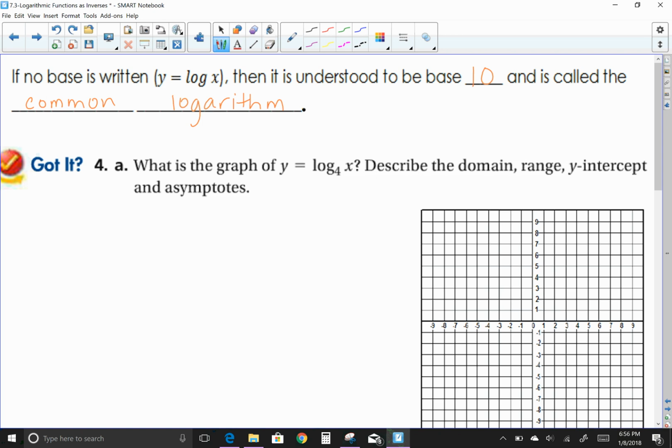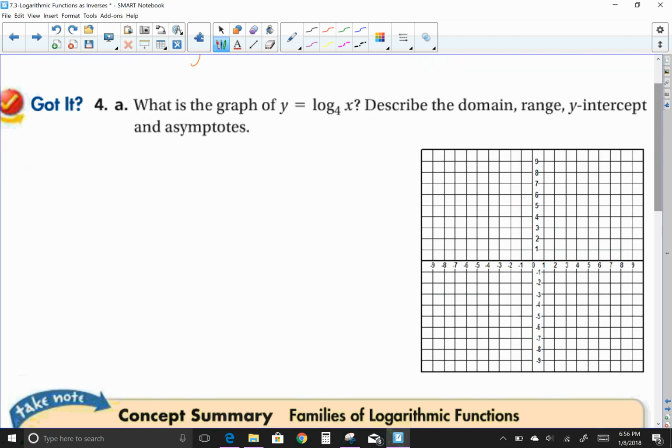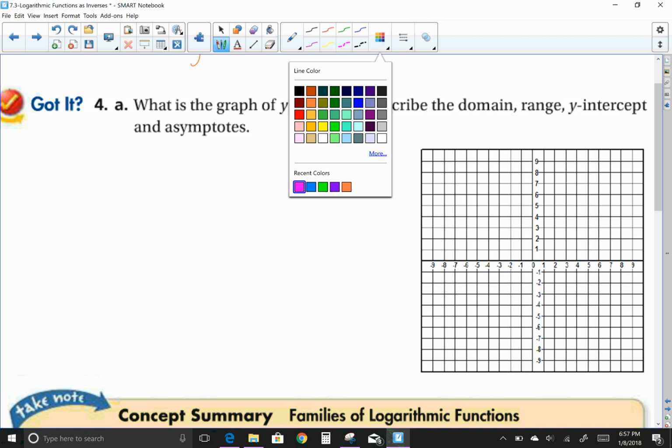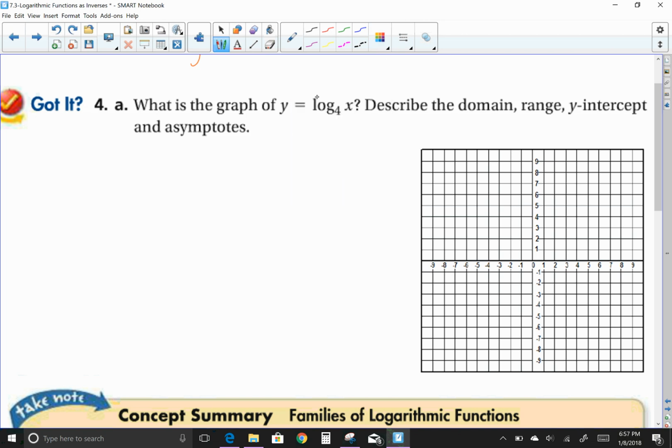Okay, so what is the graph of the log base 4 of x? Describe the domain, range, intercept, and asymptotes. And you need to be able to do this on any exponential or logarithmic function. Okay, so more importantly, and what we've always talked about, the first thing you always want to do is know what your base is. And of course, our base is 4.